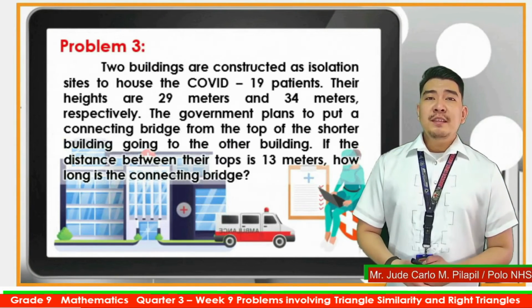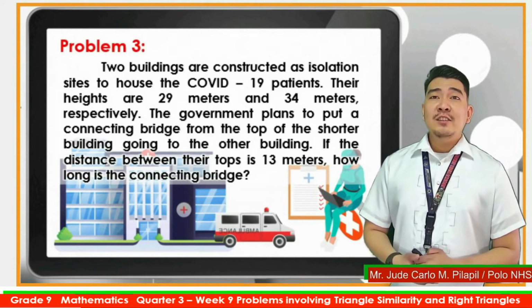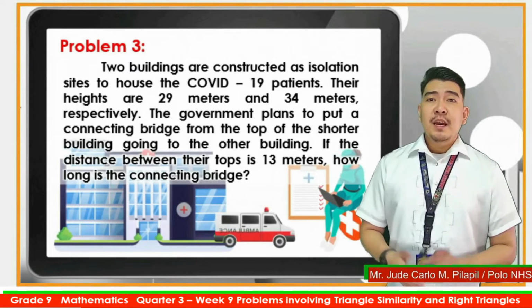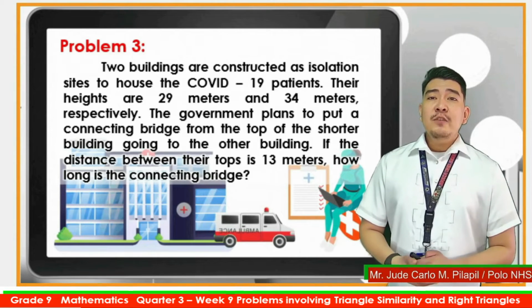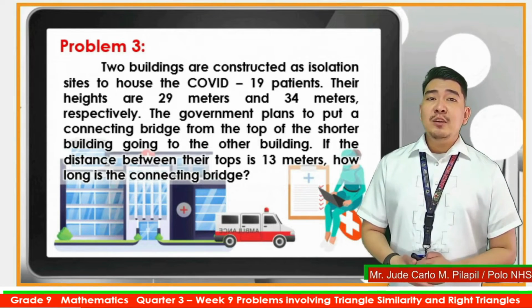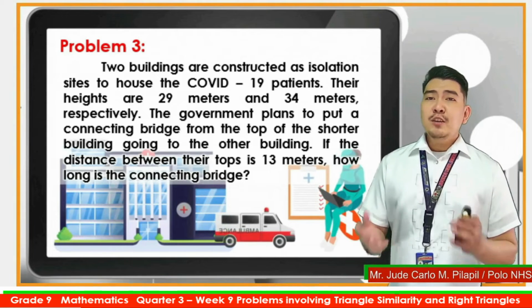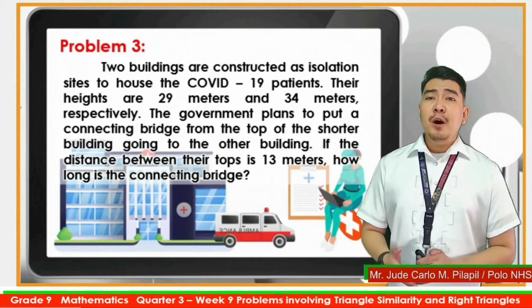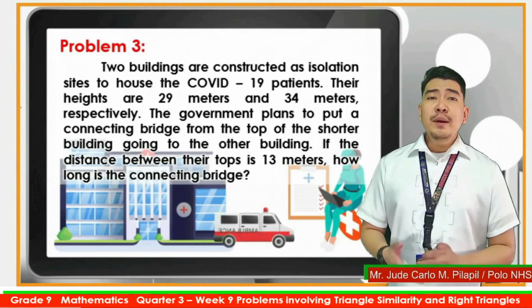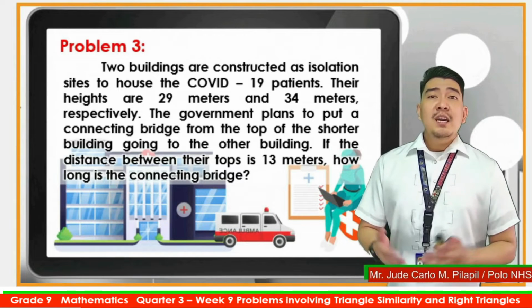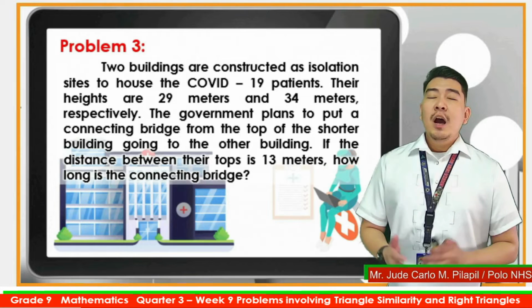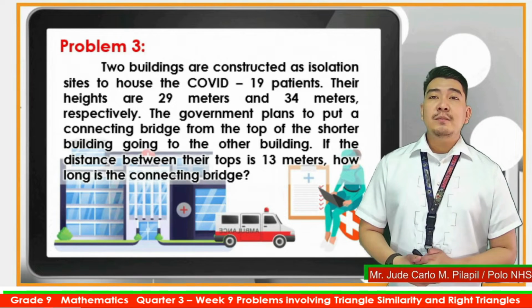Suppose that two buildings are constructed as isolation sites to house the COVID-19 patients. Their heights are 34 meters and 29 meters respectively. The government plans to put a connecting bridge from the top of the shorter building going to the other building. If the distance between their tops is 13 meters, how long is the connecting bridge?